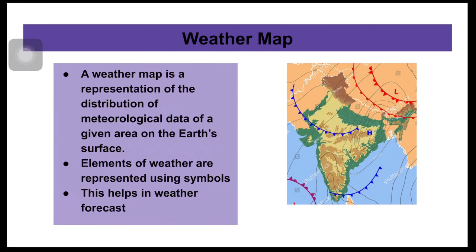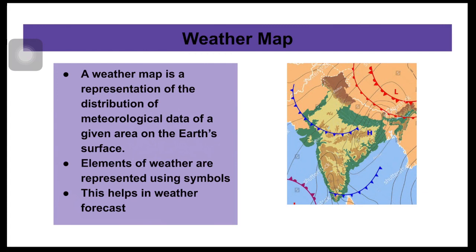Till now we have learned all the different weather and climate elements which are measured using different units and how they are useful to us. All these elements which are measured are compiled as a weather report and in a weather map. So let's understand what is a weather map.